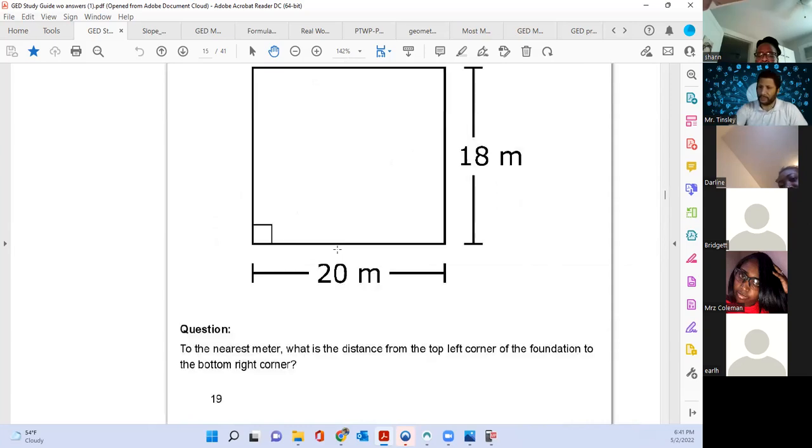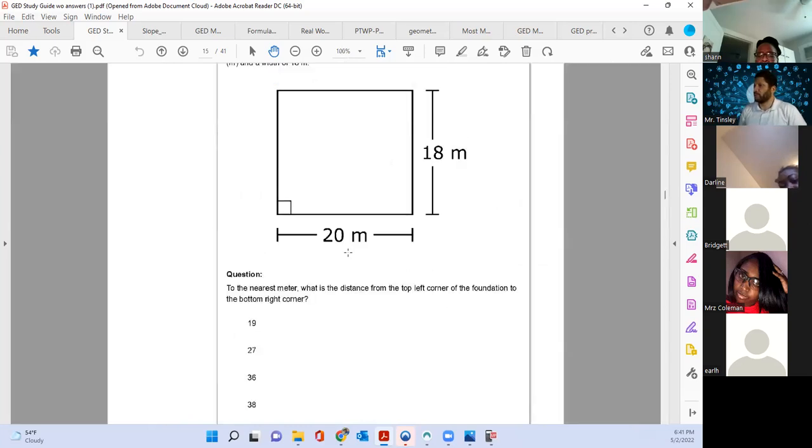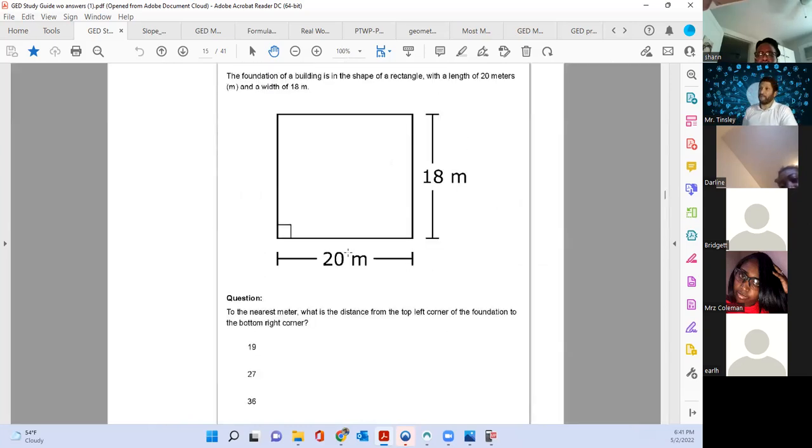There we go, right there. Boom. This is a word problem. The foundation of a building is in the shape of a rectangle with the length of 20 meters and a width of 18 meters. To the nearest meter, what is the distance from the top left corner of the foundation to the bottom right corner? Oh my goodness.